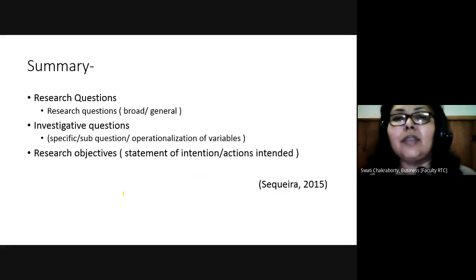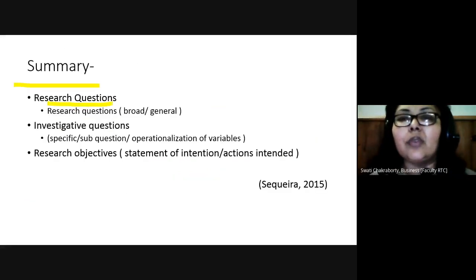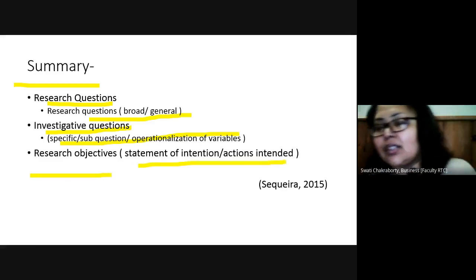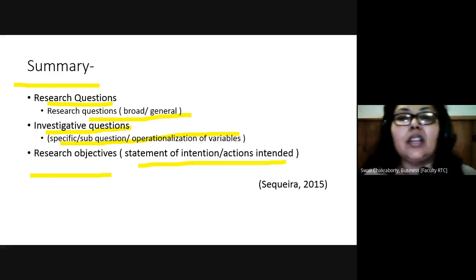So a summary of what we've learned. Research questions could be broad or general. There could be investigative questions, which are specific sub-questions, or operationalization of variables. And you have research objectives, which are statements of intention or actions intended. Okay, point to be noted.